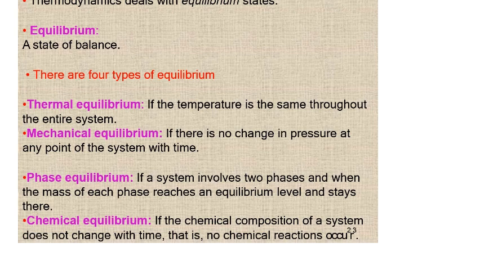First we have thermal equilibrium, in which we will observe no temperature change in our system. In mechanical equilibrium, we will observe no pressure change in our system, and in phase equilibrium we will observe no change in solid, liquid and gas. In chemical equilibrium we will observe that there will be no chemical change.